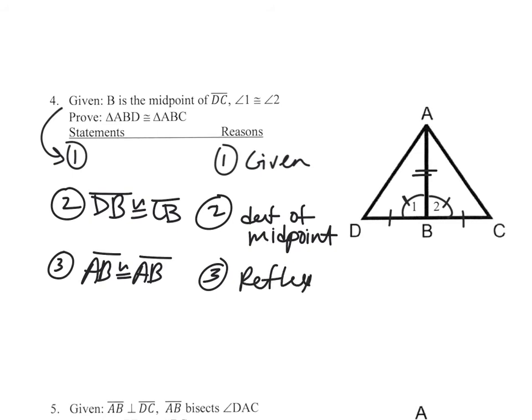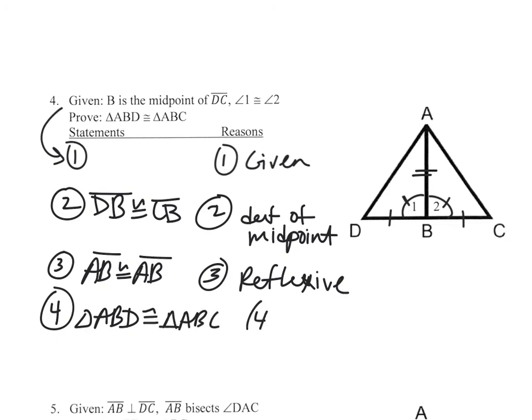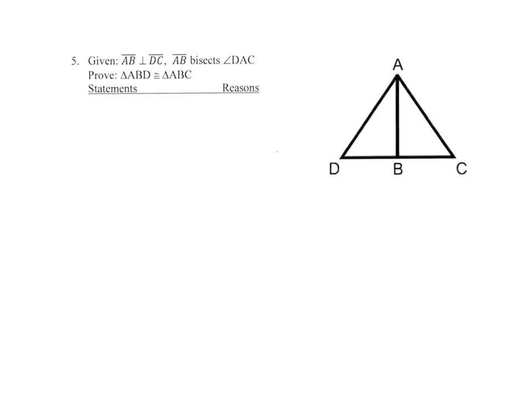Reflexive. And then you need to look at your picture. You have side, angle, side. Okay, if you've not done the last one, I need you to do the last one. SAS. Do the last proof. So if you could have number 5 out in front of you on the green paper.